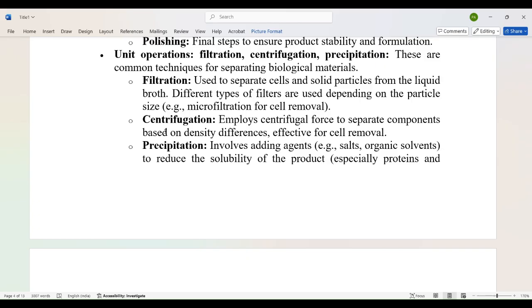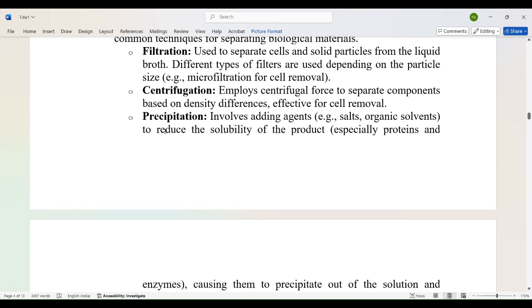Filtration, so we have filters of a certain micrometer range to separate the unwanted impurities. Then centrifugation, which uses centrifugal force to separate the components based on density differences.